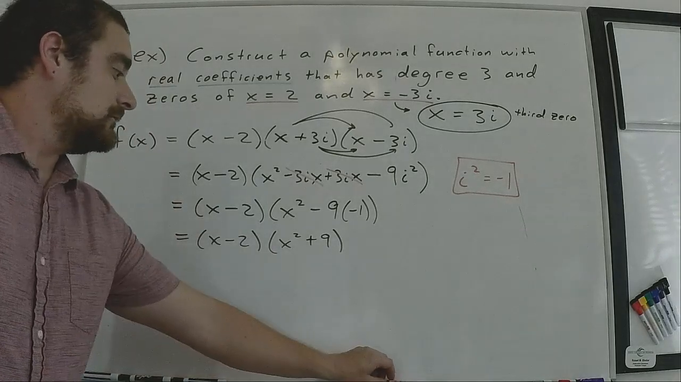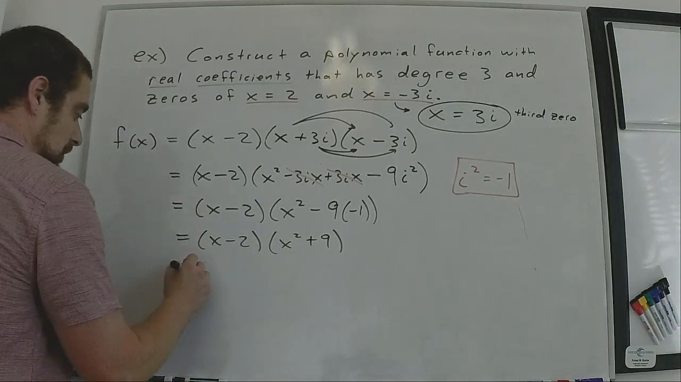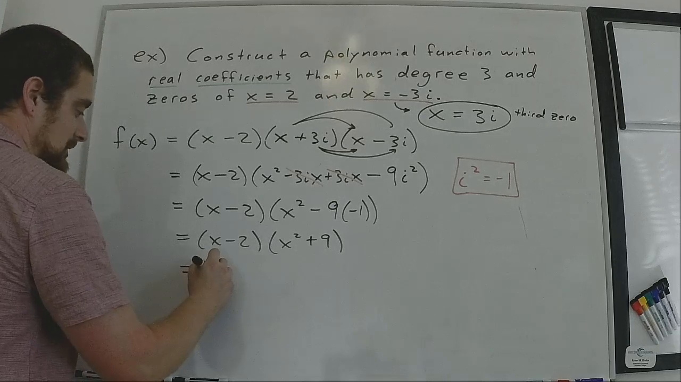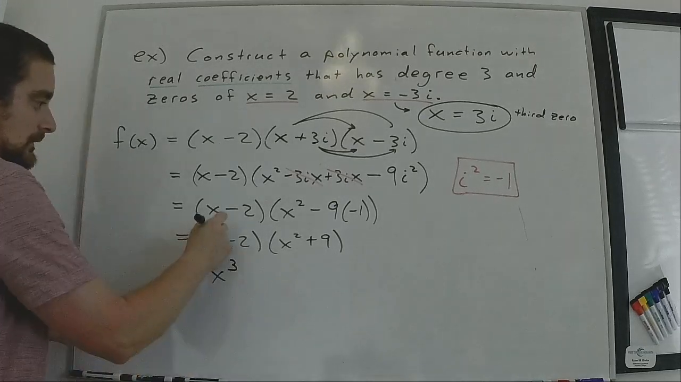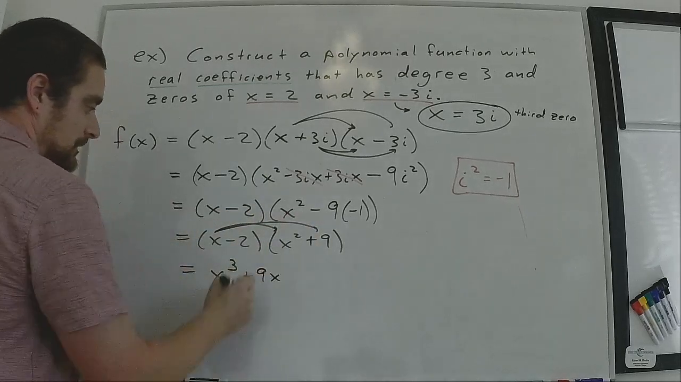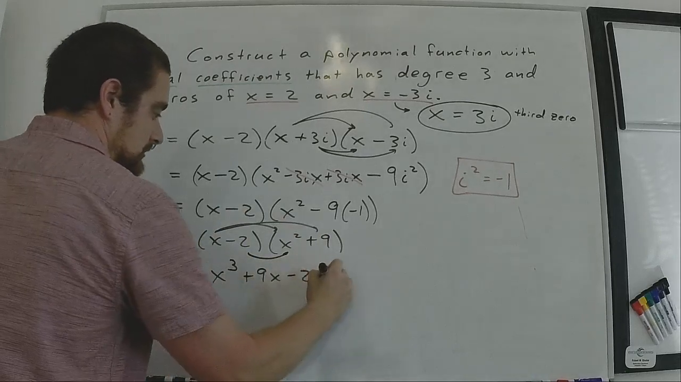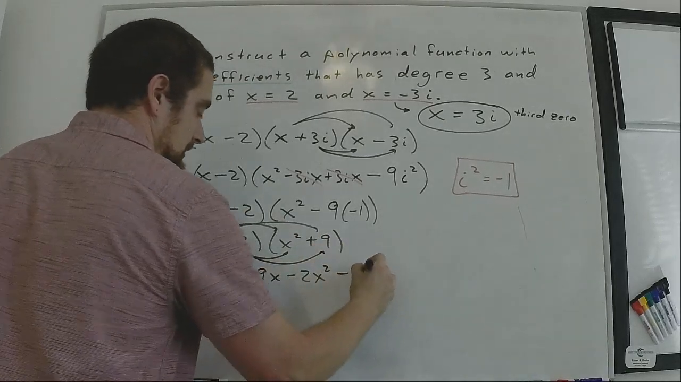And now I can do the final foiling and verify that I'm not going to have any imaginary stuff pop up in terms of my coefficients. I'm not going to have to worry about complex numbers. First times the first is x cubed. Then I do the outer times the outer, that's plus 9x. Inner times the inner, negative 2x squared. And the last times the last, negative 18.